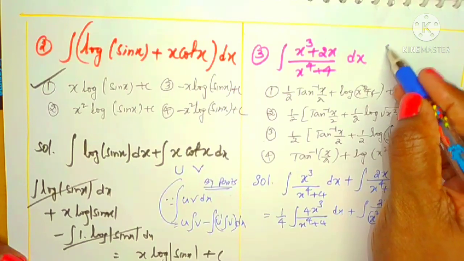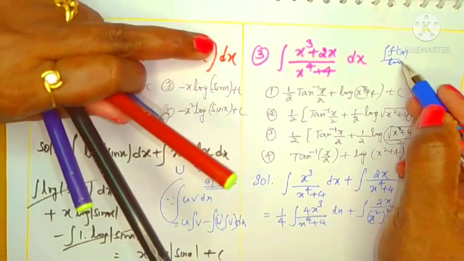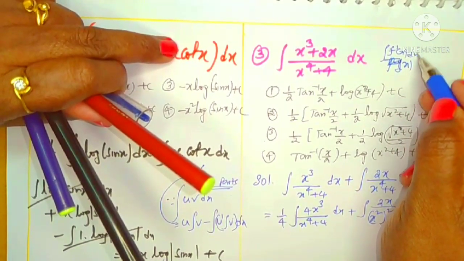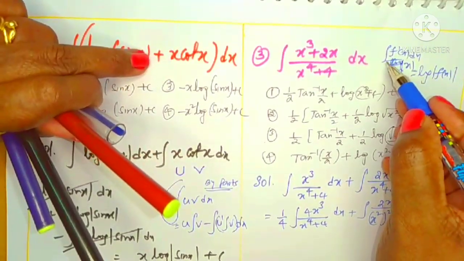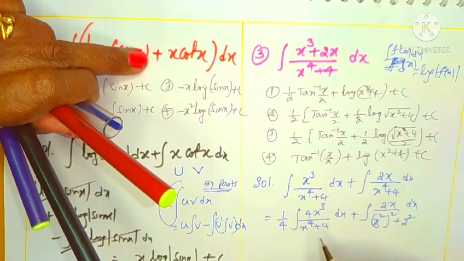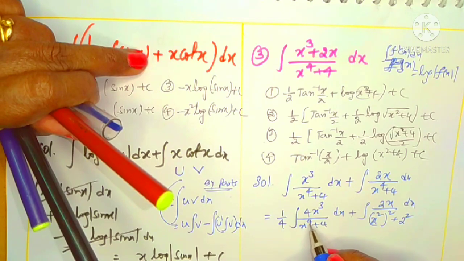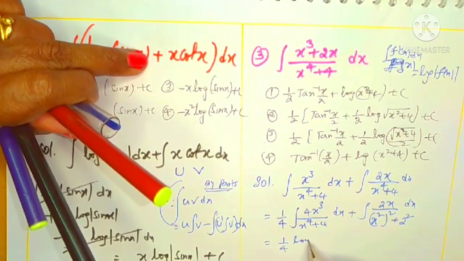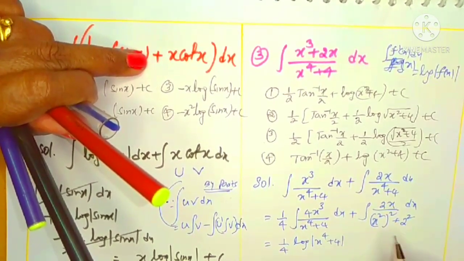What is the integral of f dash x by f of x? Integral of f dash x by f of x is what? It is log mod fx. Integration of f dash x by f of x is log mod fx. It is in that form or not? In place of f of x, what is there? x power 4 plus 4, which means it is 1 by 4 of log mod x power 4 plus 4, right? This integral part is over.